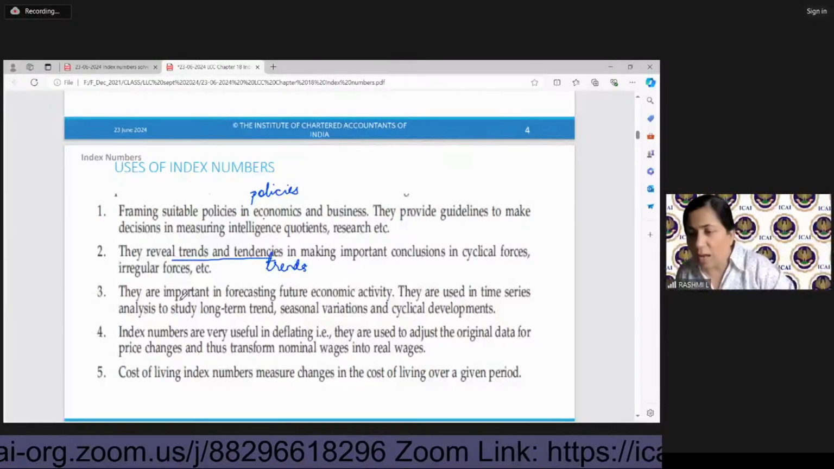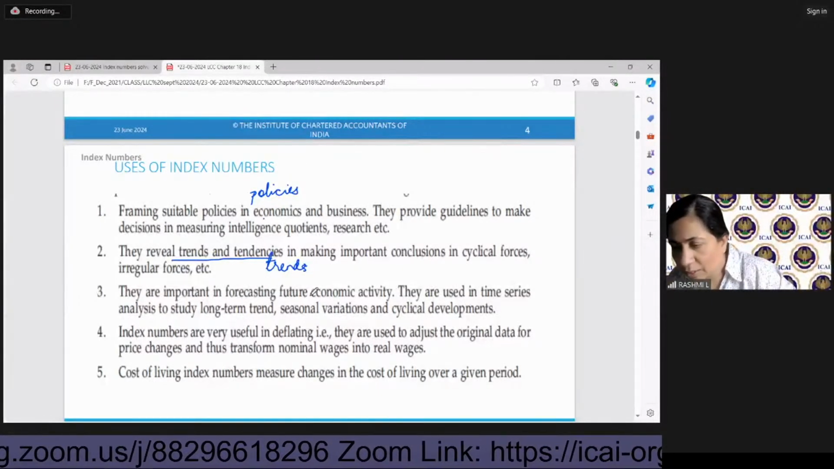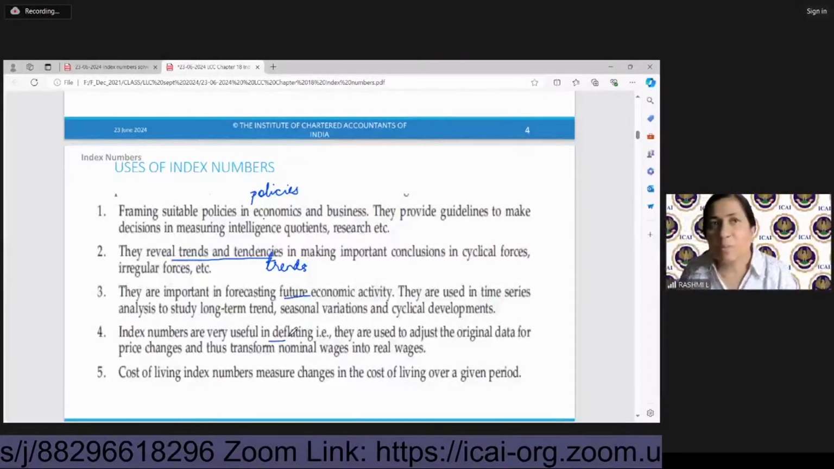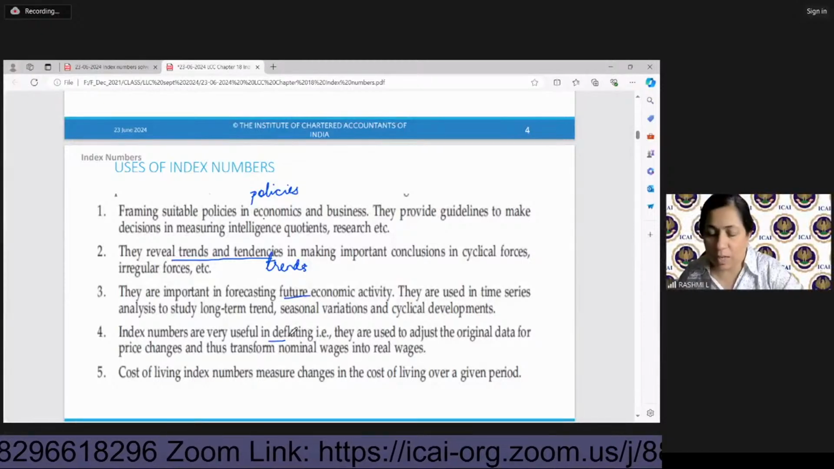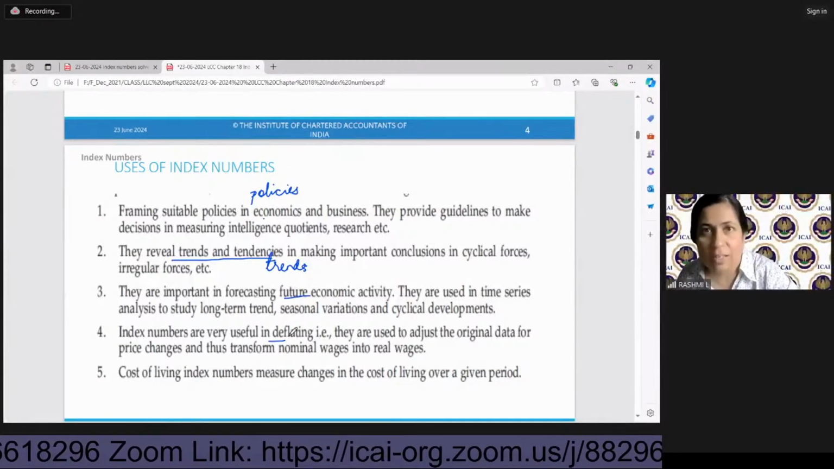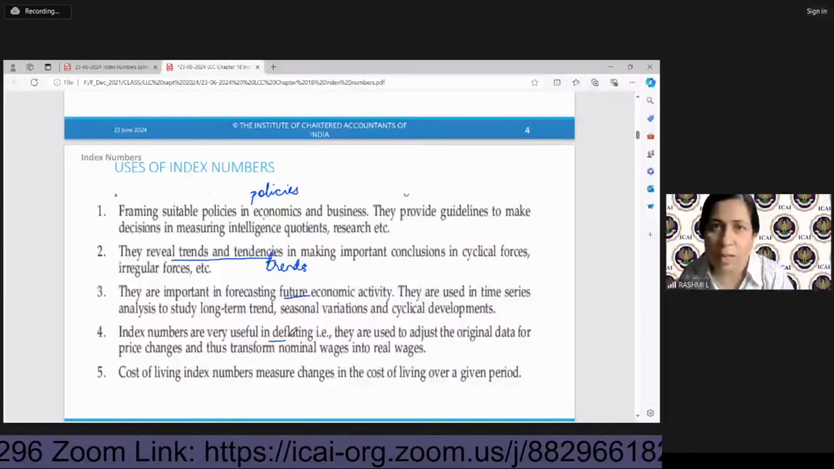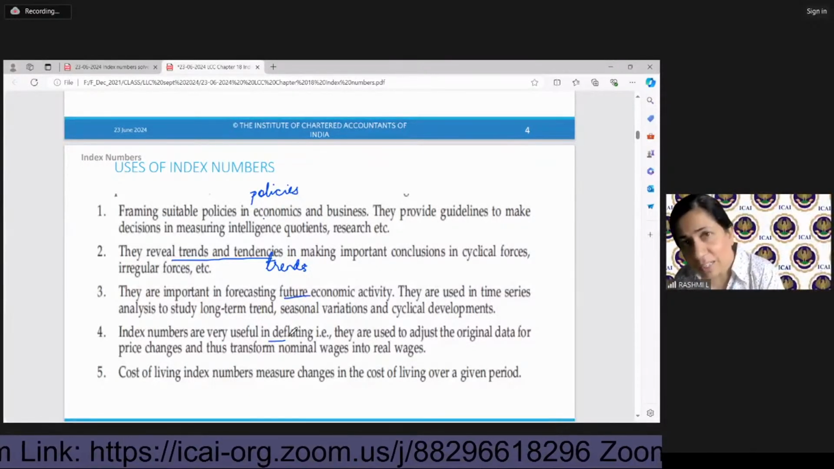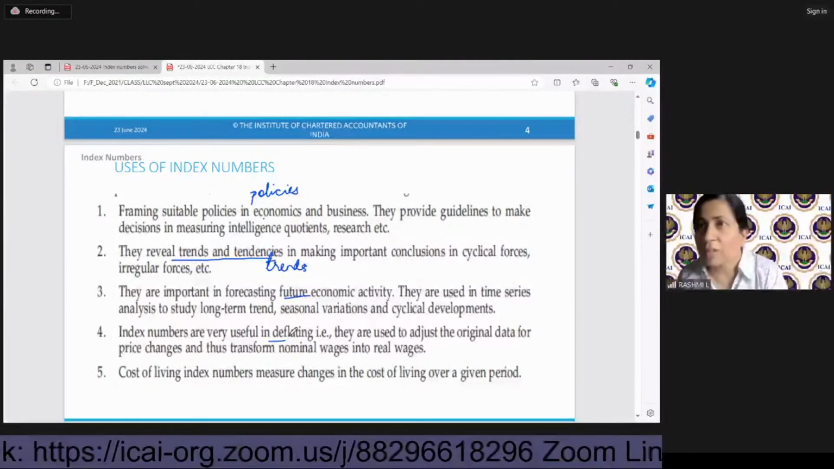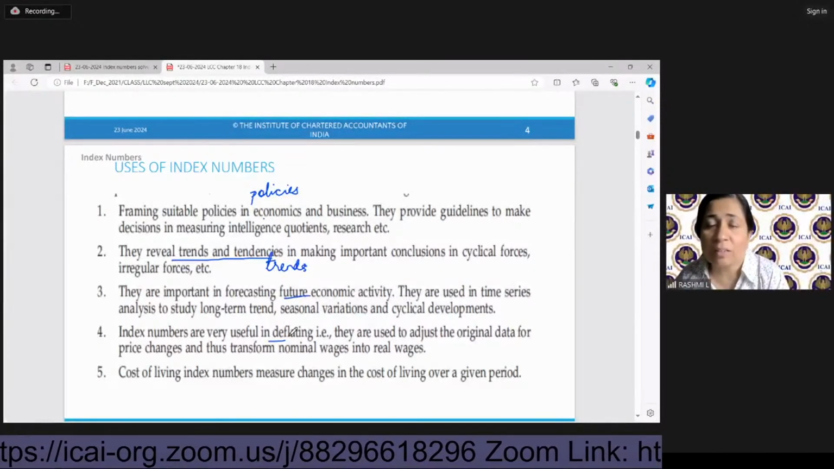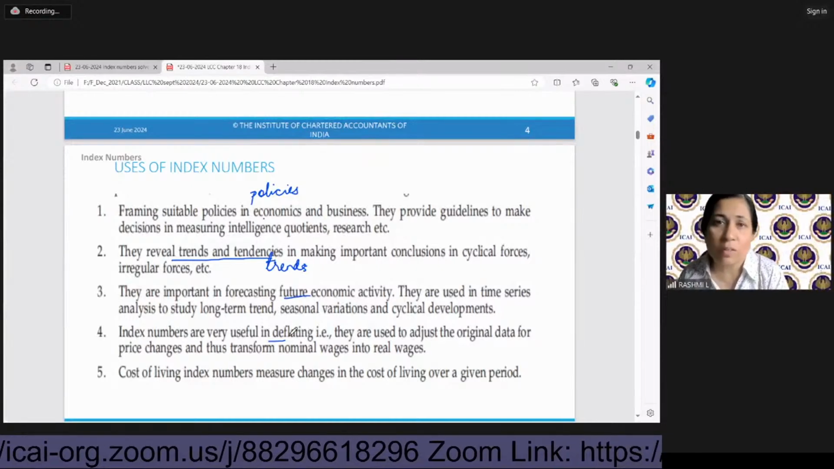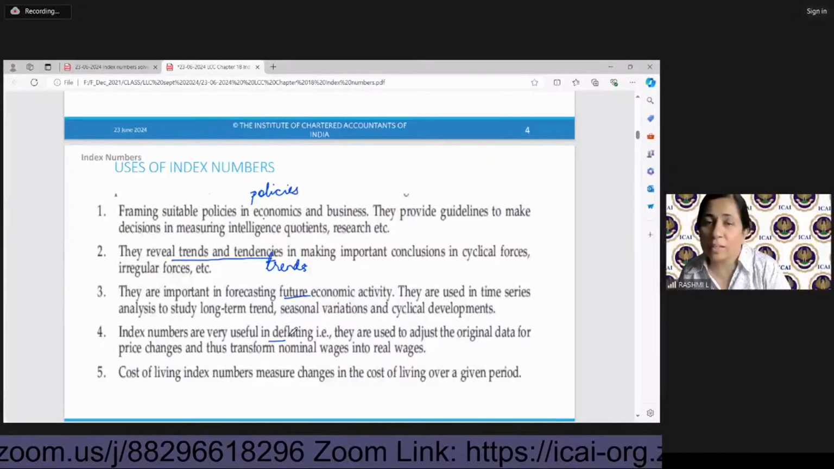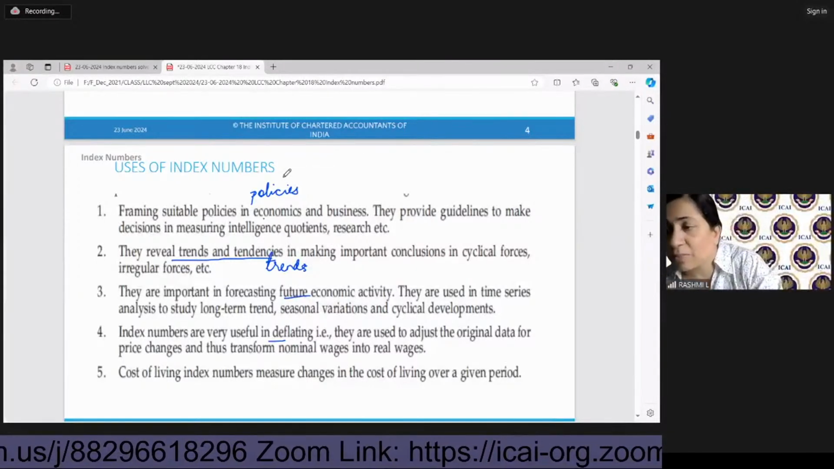That is also important in forecasting future economic activities and also in deflation, because many times the company says that they have increased the wages of the workers, but simultaneously there has been an increase in inflation. So whatever change has been made, whether the increase in the salary of the laborer or employee is sufficient to compensate for the inflation.